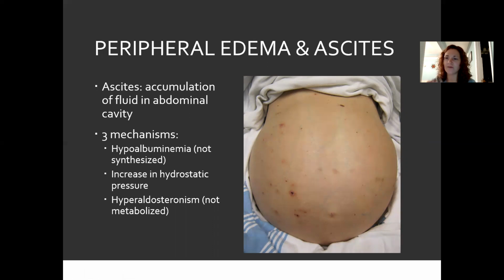the volume in the vascular space, so we're going to third space. Then there's an increase in hydrostatic pressure. That's what we've been talking about with portal hypertension and the engorgement. The congestion of blood is an increase in hydrostatic pressure. And then hyperaldosteronism, because aldosterone is not getting metabolized, it's staying in the body longer, and we are retaining sodium and water. So all 3 of those things combine to lead to ascites and peripheral edema in the legs.